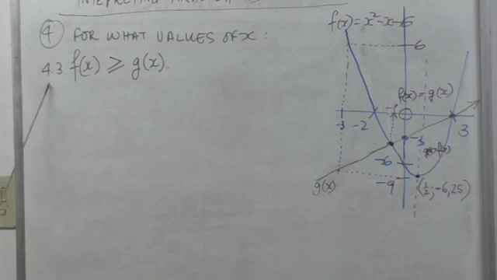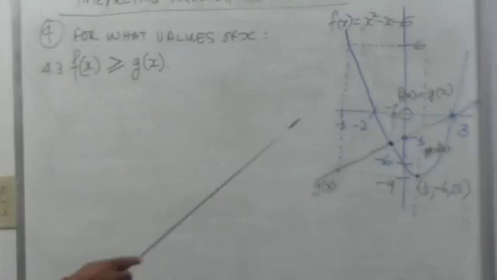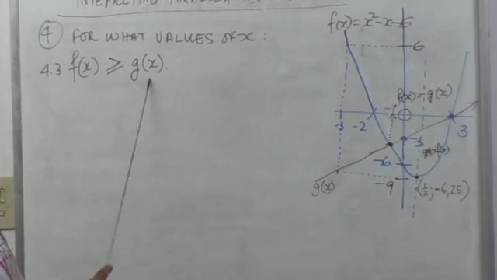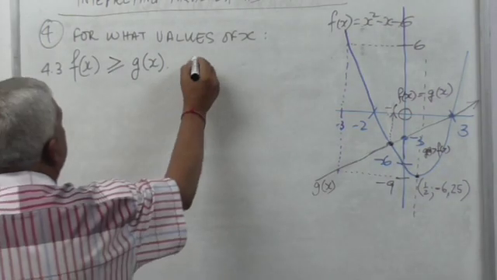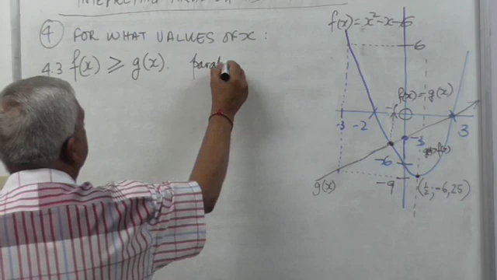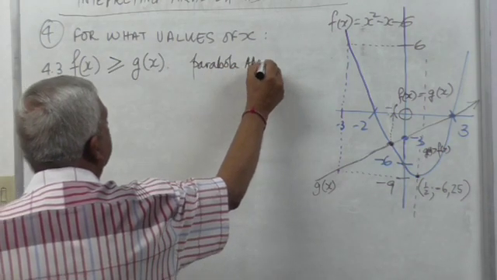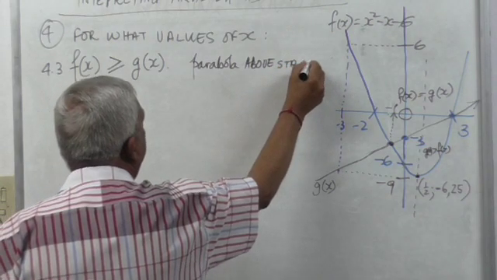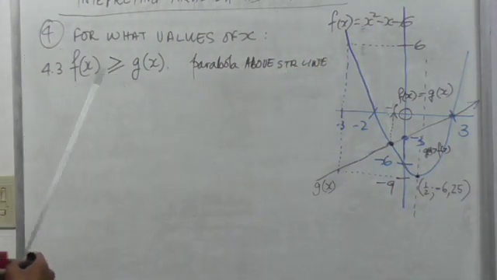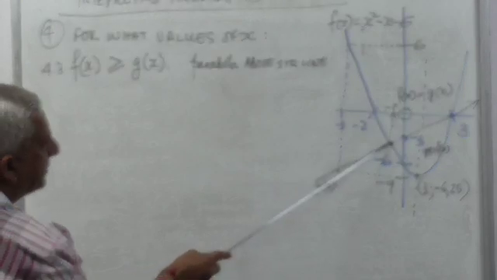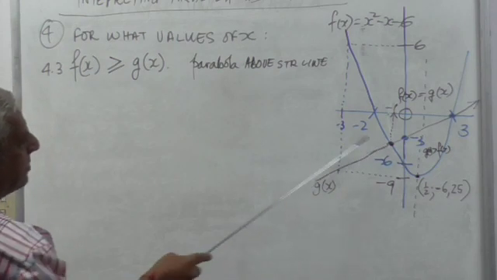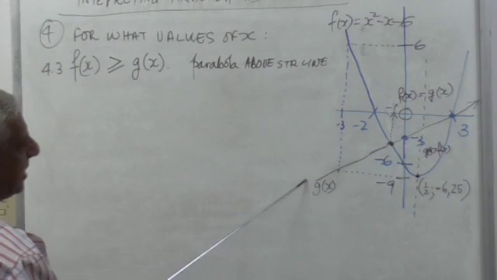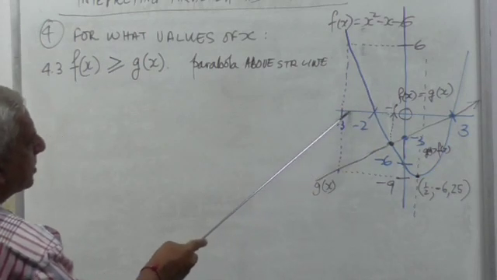Right, in 4.3, f of x is greater than g of x. So f of x is the parabola. Greater than that means this one must be above that. So it means parabola above straight line. Now you can see the parabola is above the straight line. Can you see that? The parabola is above the straight line for all these x values.